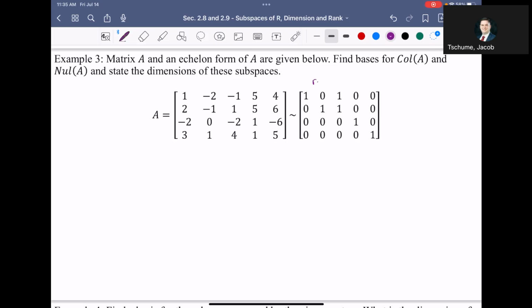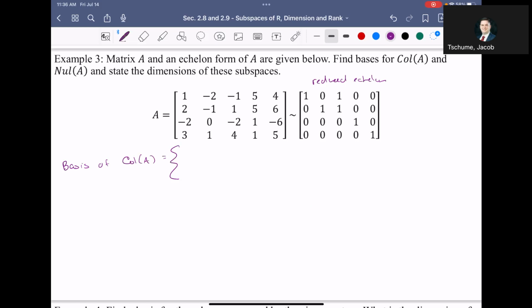This is actually the reduced echelon form. So just to save some time, let's find the bases for the column space of A and the null space of A, and then state the dimensions of these subspaces. So beginning with the easier one, we're going to do the basis of the column space of A.